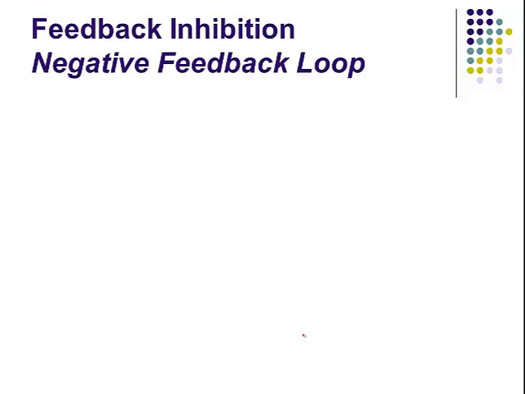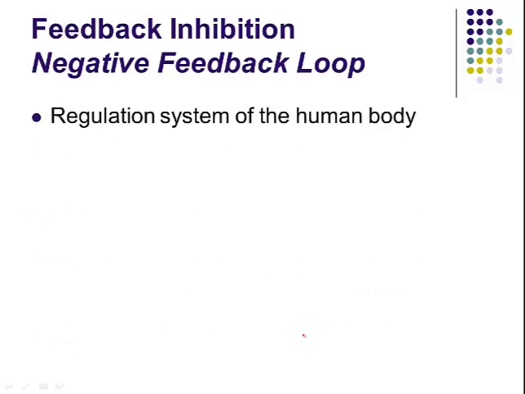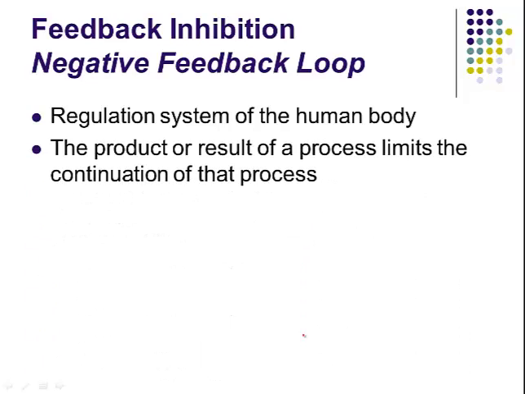So most of our homeostatic mechanisms actually work on something called a negative feedback loop or feedback inhibition. So it's the regulation system of the human body. Almost all aspects of our body work using negative feedback. And basically what happens is the product of a process is actually going to then limit the continuation of that same process. So whatever gets made, once you make a certain amount of it, your body will stop making that thing. So you only can fill it up so much.